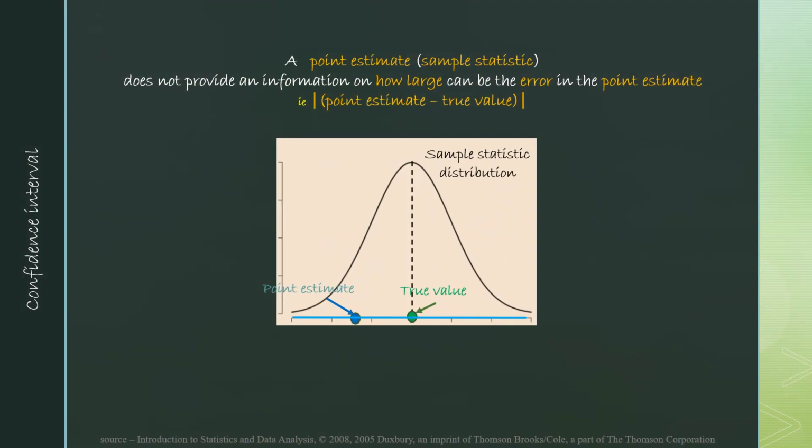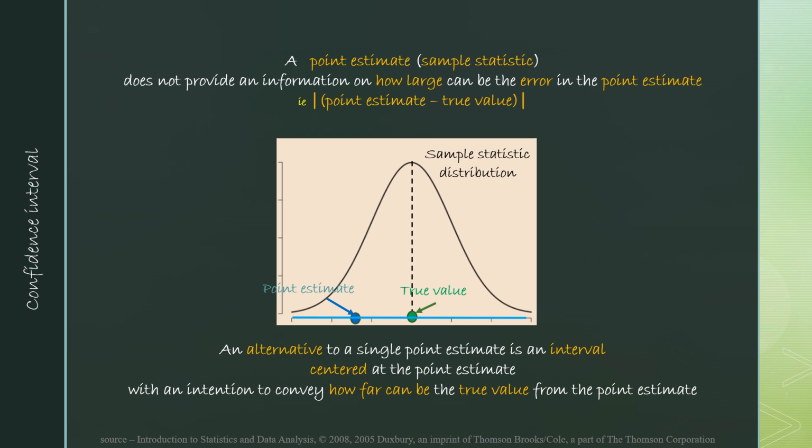A point estimate, that is the sample statistic, despite choosing the statistic whose distribution is centered at the true value and whose variance or standard deviation is reasonably small, does not provide information on how large the error in the point estimate can be, that is, the absolute difference between the point estimate and the true value. An alternative to the single point estimate is an interval centered at the point estimate with an intention to convey how far the true value can be from the point estimate.